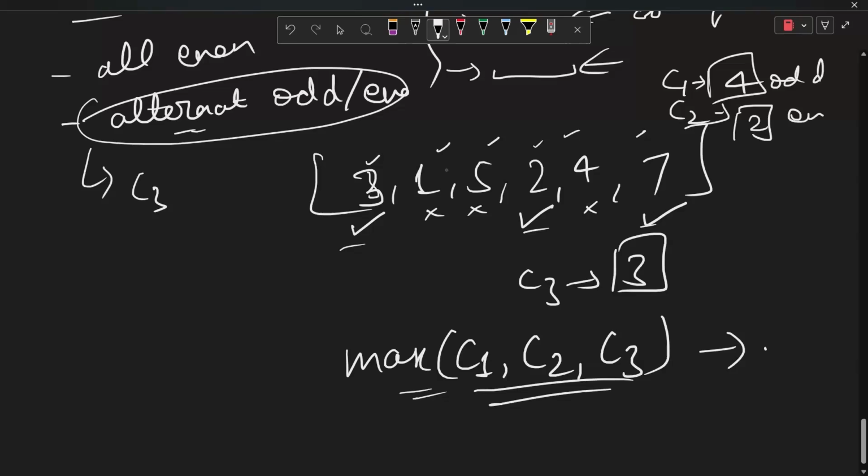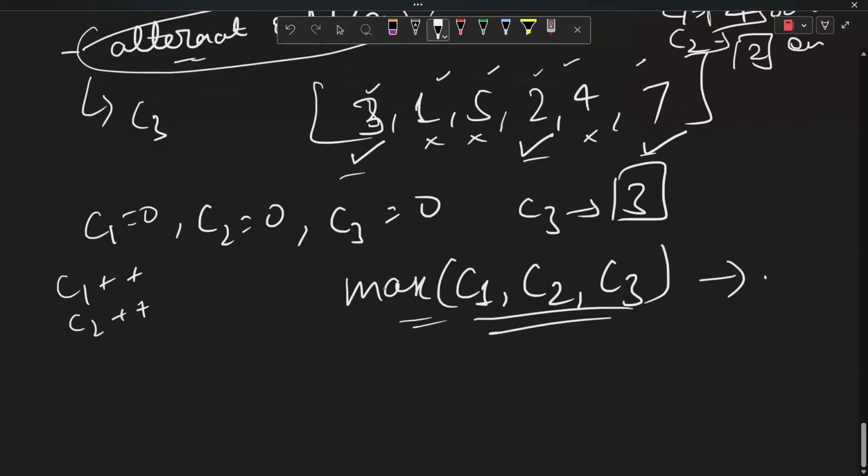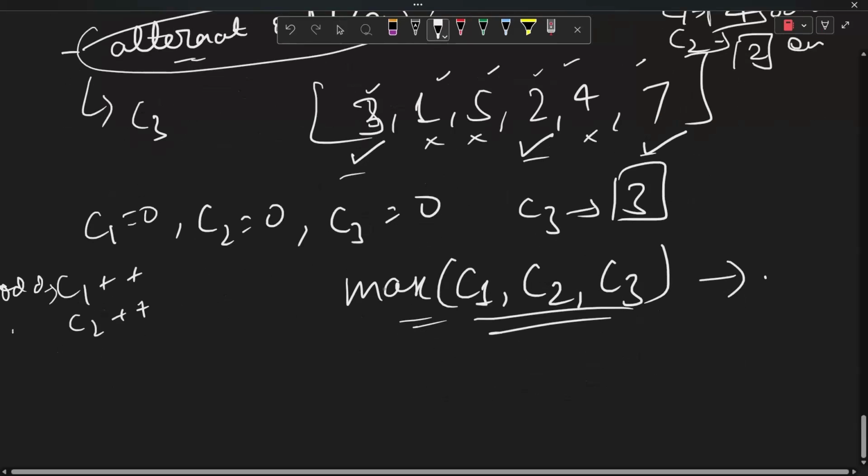So you have to just compute this. In the C1 variable, you can initialize all these to 0. Start with 0 for all of these. Whenever you get an odd number, just do a C1 plus plus. If you get an even number, just do C2 plus plus. If it is odd, do C1 plus plus, else do C2 plus plus.